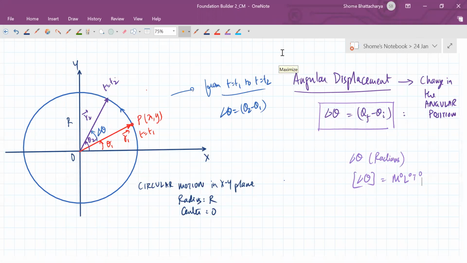No, theta 2 is the angle with respect to the x axis. Look what is happening: at time t2 its angle with the x axis is theta 2, at t1 how much was it? It was theta 1. So how much change happened, that one is delta theta.